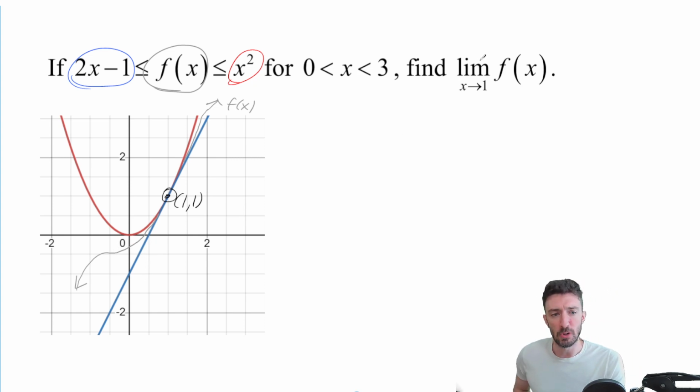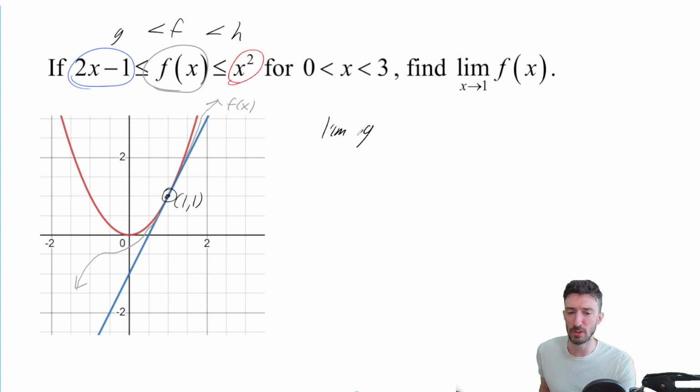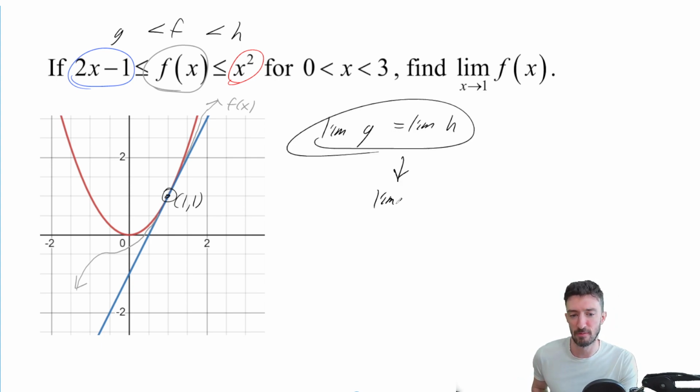Anyway, we need to figure out the limit as x gets closer to 1. Well, if you have the graph, it's very easy. But normally you don't have the graph. So let me just explain that whenever f is in between, let's call it g and h, if you can do the limit of g and it comes out to be the same thing as the limit of h, well then that means that your limit of f is going to equal the same thing that these guys are equal to. And in this case, instead of having g and h, well, we have 2x minus 1 and x squared.